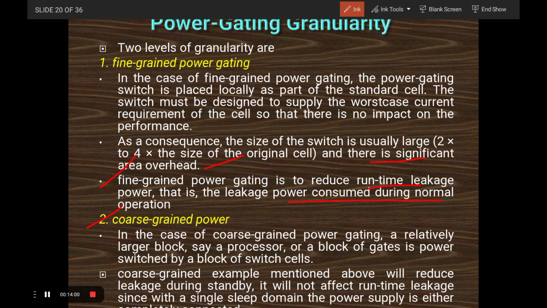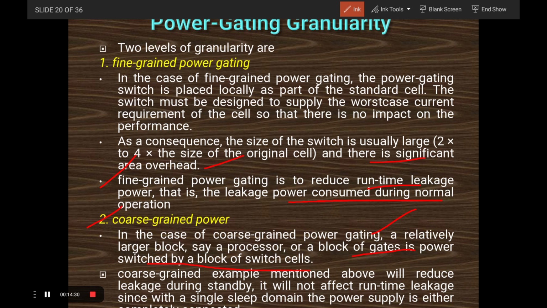So in this case, let us see the power gating of a relatively large block, say a processor or maybe a block of gates, where the power is switched by a block of switch cells. Moreover, this coarse grained example mentioned above will reduce the leakage current in the standby mode. Actually, the fine grained is used to reduce the leakage current in the dynamic mode, also called the normal mode of operation. But the coarse grained is used only in the standby mode. So that is also somewhat of a limitation.